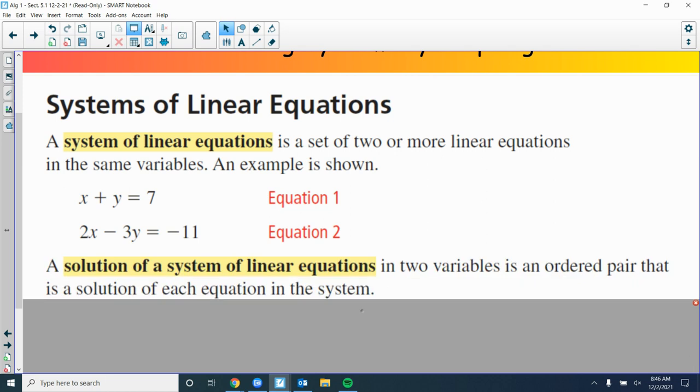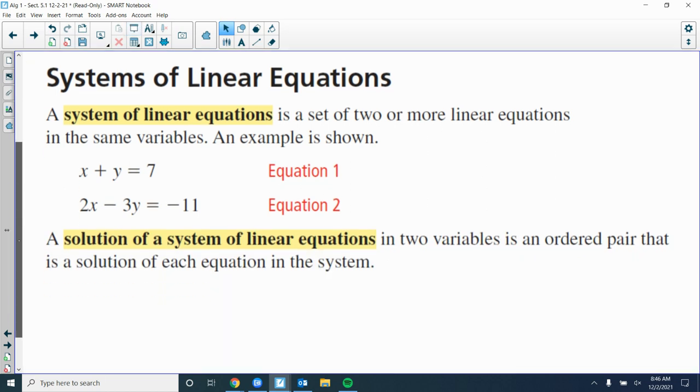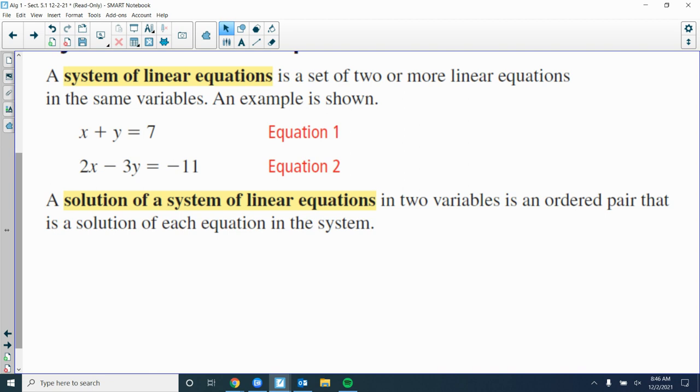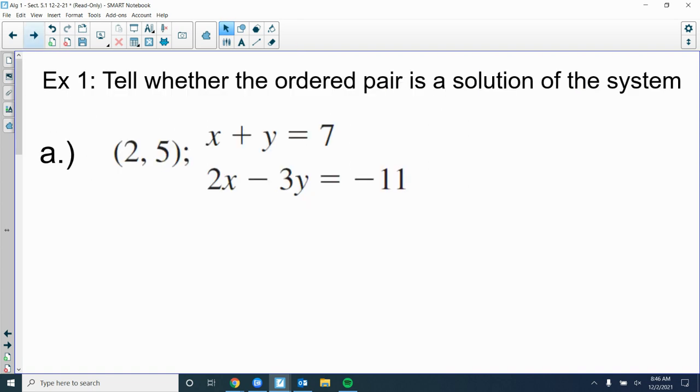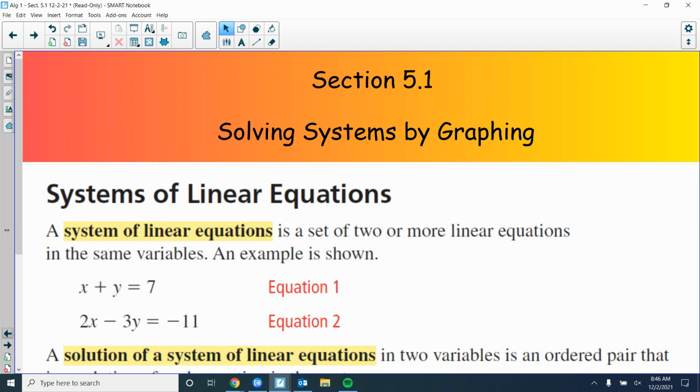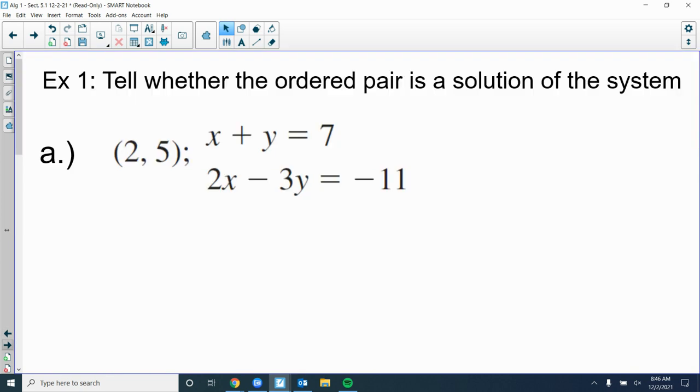So we want to find an ordered pair that is a solution of both equations. That's our job. So we got a system. We got 2 different equations. Can I come up with an ordered pair that works for both? That's our job. First thing we need to do, this is on your guided notes, is I'm going to give you an ordered pair. You're going to tell me whether it is the solution. Now, this is the same set we had right here. We're going to check 2, 5.